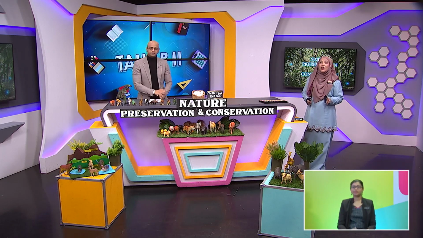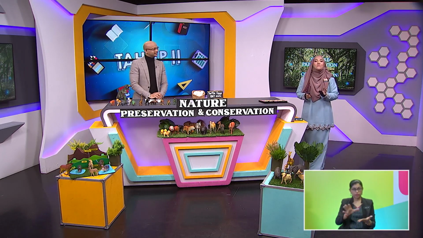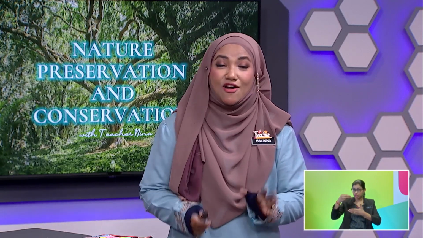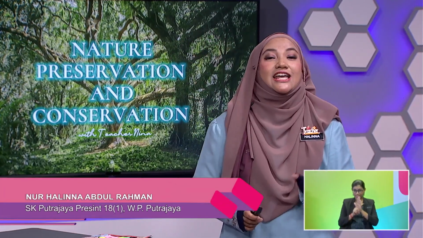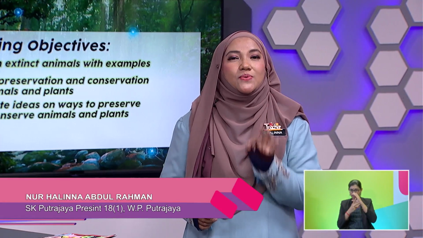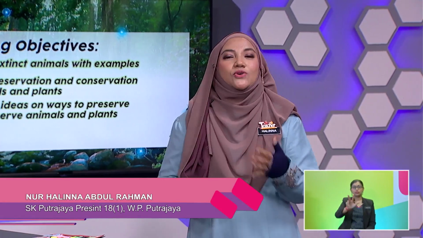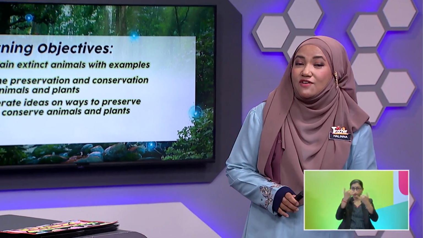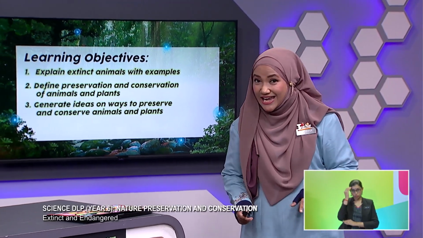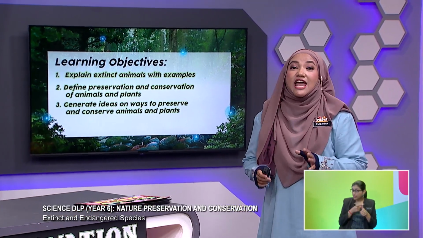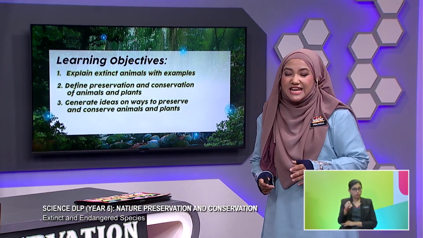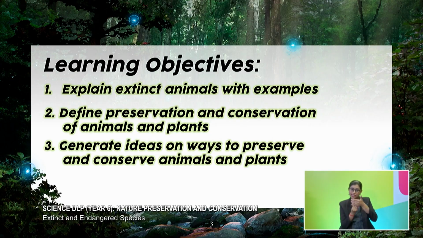Okay, so for today we are going to learn about nature preservation and conservation. There are actually 3 learning objectives that we hope everyone will be able to achieve by the end of the show today. The first one is that everyone should be able to explain extinct animals with examples. There are a few extinct animals that you should know the names of, how they look, and why they became extinct.